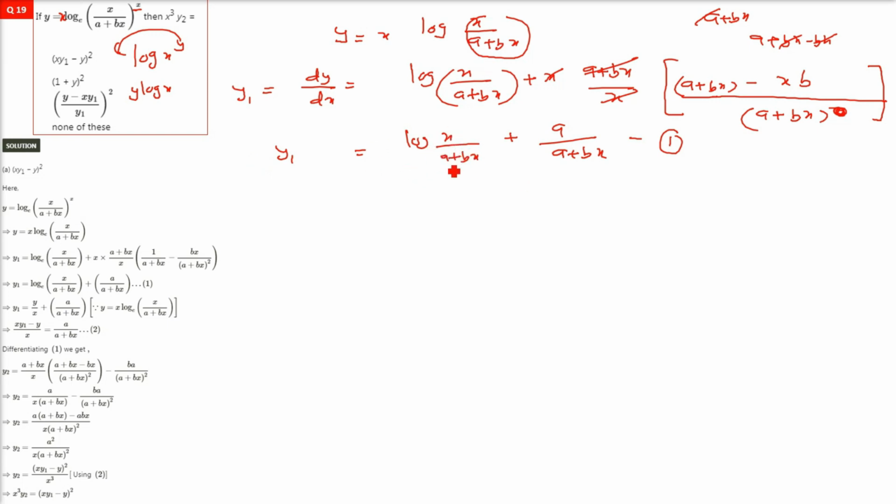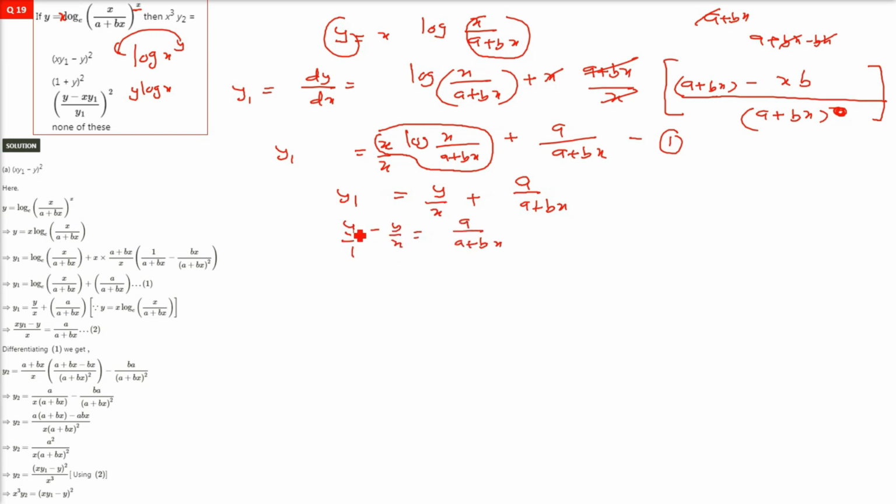In this log x by a plus bx, if I multiply by x and divide by x, then x into log x by a plus bx will be what? It will be y. That is why I'm introducing x in the numerator and denominator. So it will be y by x plus a by a plus bx. On the left hand side you have y1. Now take this y by x to the left hand side: y1 minus y by x is equal to a by a plus bx.